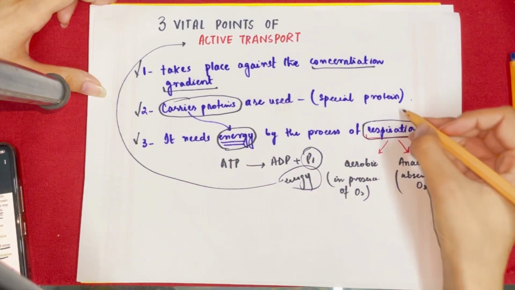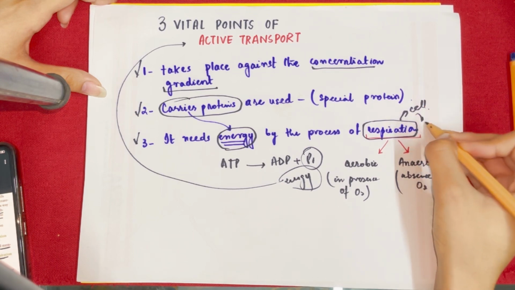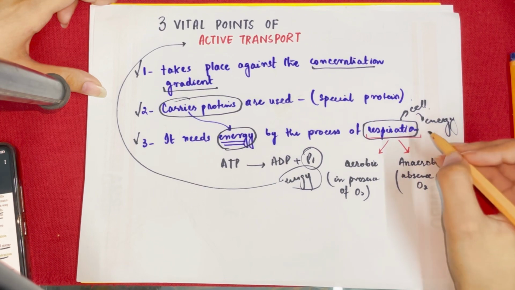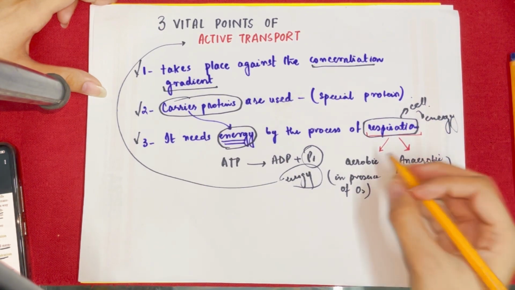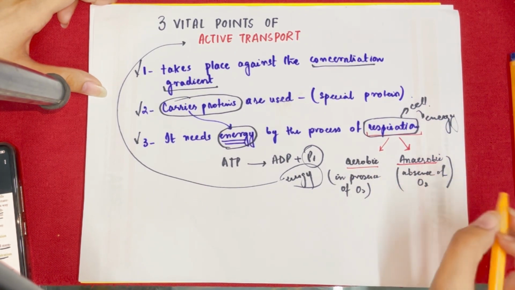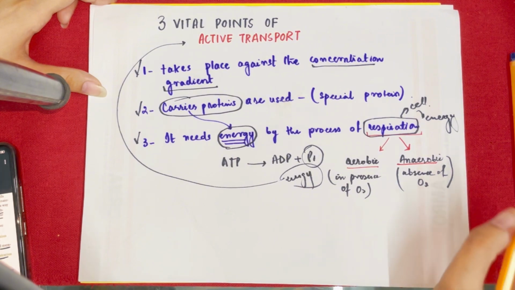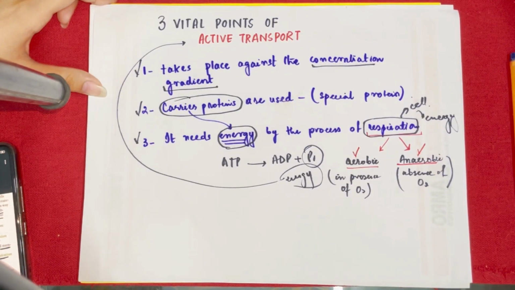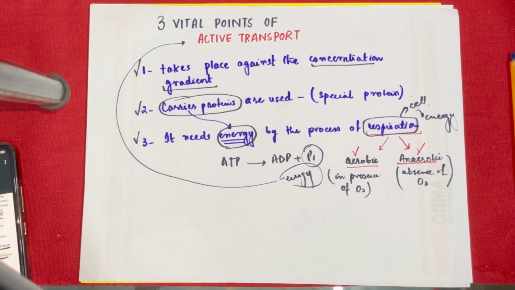Respiration takes place in the cell, which gives off the energy that is used in the process of active transport. Respiration is of two types. It can be aerobic or anaerobic. The amount of energy that is released varies between the aerobic and the anaerobic process. This is how you can learn about active transport in detail.